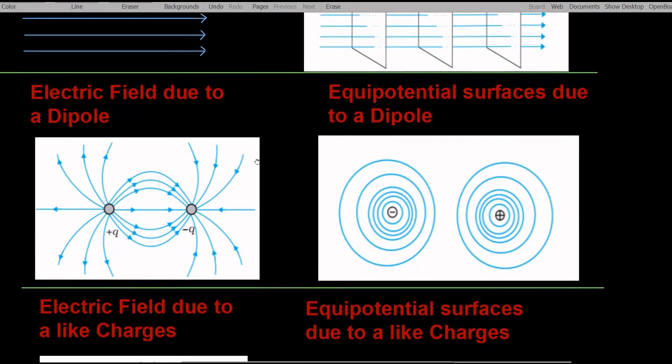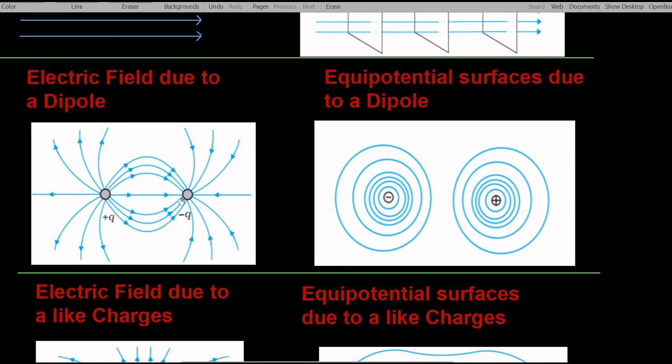Next, this is a dipole, plus Q charge, and this is minus Q charge. The electric field lines emerging from plus Q charge end in minus Q charge. So these are the electric field lines due to an electric dipole.